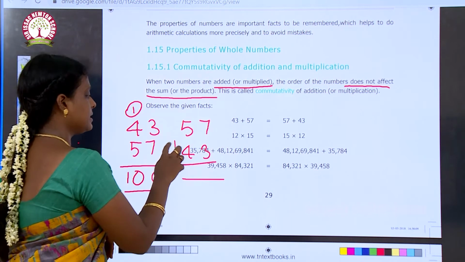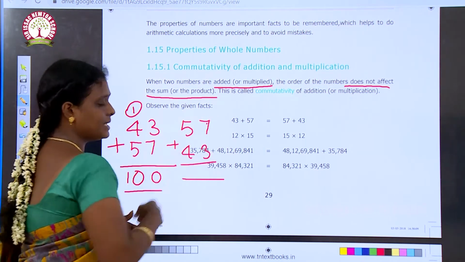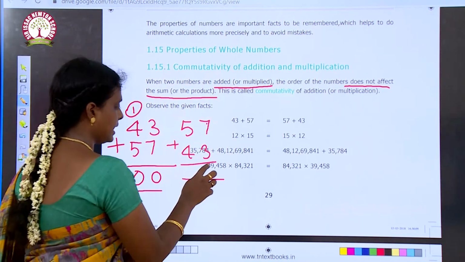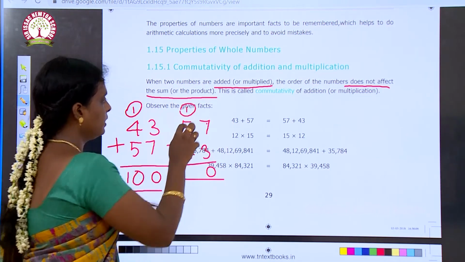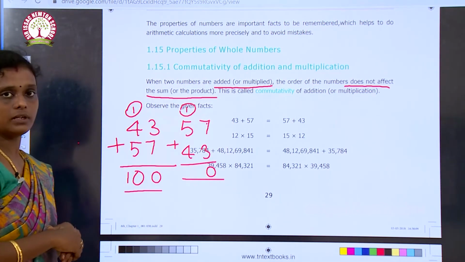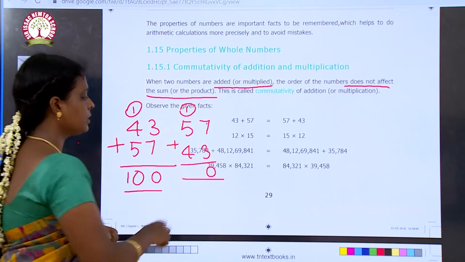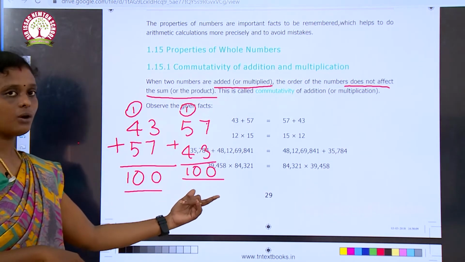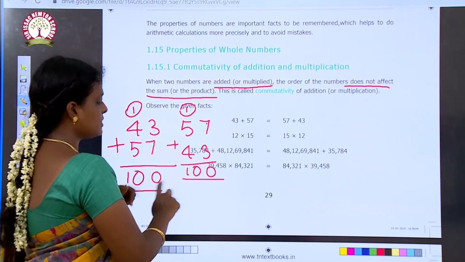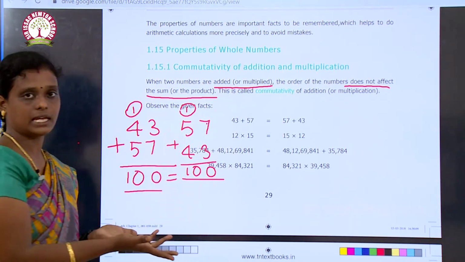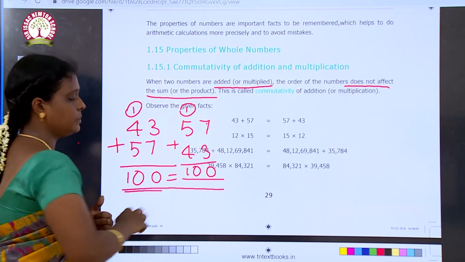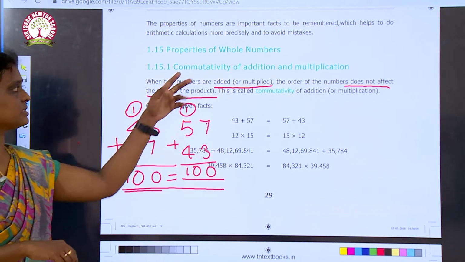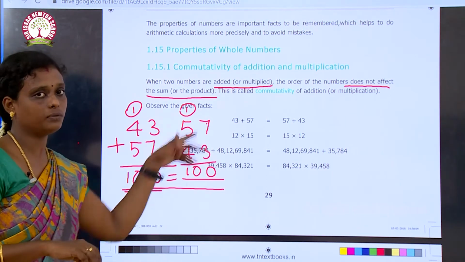Now, I am going to add the same. So, what is 7 plus 3? It's 10. So, 0, remainder 1. 1 plus 5 is 6. 6 plus 4 is again 10. Now, what is the answer? It is also 100. So, changing the order cannot affect the answer, okay. Both the answers will be same. This property is called commutative property of addition.